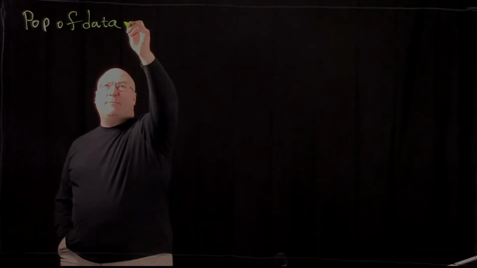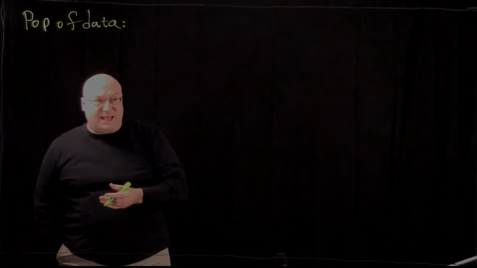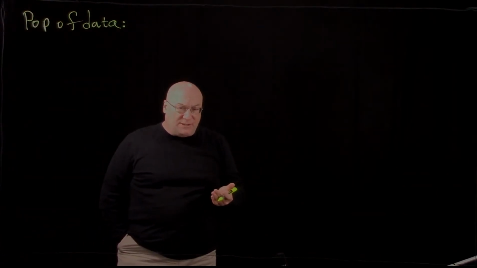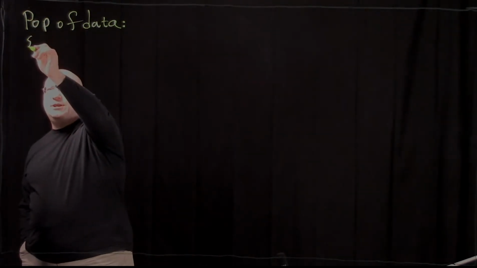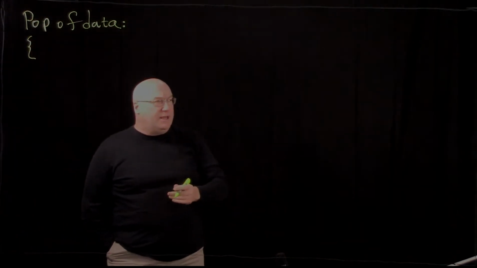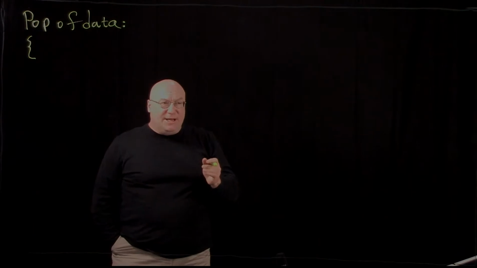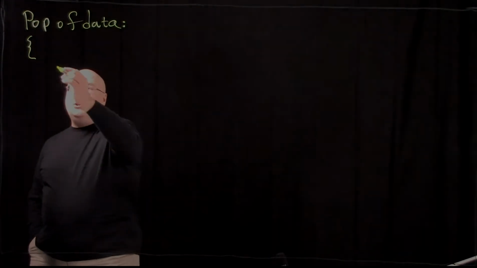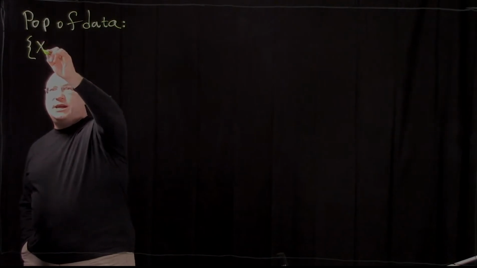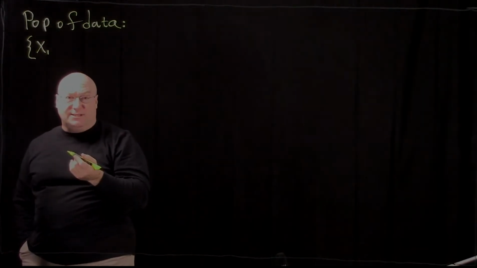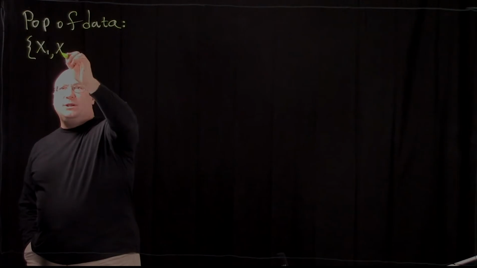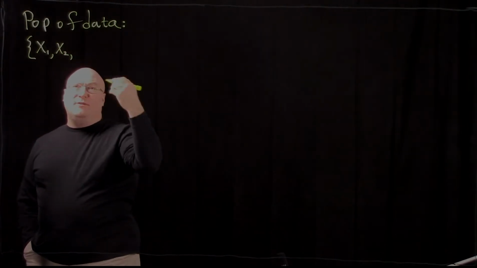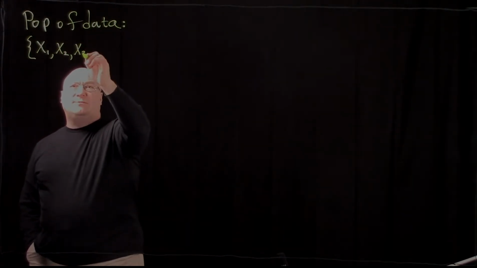How do we represent a population of data generically? Well, it's a set of numbers, it's a set of points. So to represent it generically, we'll write a little set notation here. And I want to indicate that I'm talking about data. So we often use the letter X to represent a generic number. So what I'm going to do is I'm going to say I have one data point, and I'm going to call it X sub 1. I have another data point, and I'm going to call it X sub 2. I have another data point. I'm going to call it X sub 3.